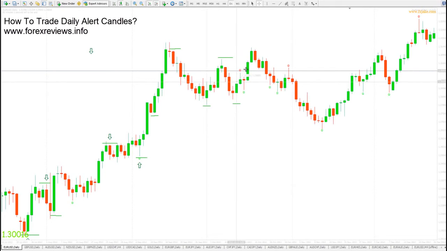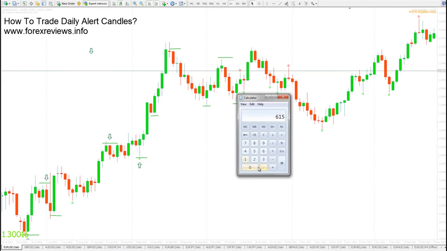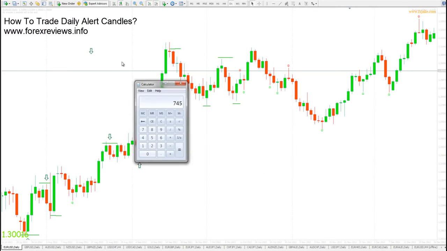I ignore that. I don't consider that an alert candle, so I actually ride this up to here, which is about 129 pips. So I'm going to say 130 pips on that. Okay, so we're up 745 pips now, guys.